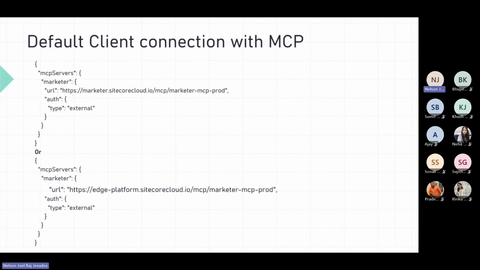But in this Sitecore Marketer MCP, where our authentication type is external, it's not possible for us to directly communicate from our .NET application. So it is not that straightforward. We need to figure out what your authentication server is, what your identity is, and how I can register my .NET application as a client. All those things we need to do.